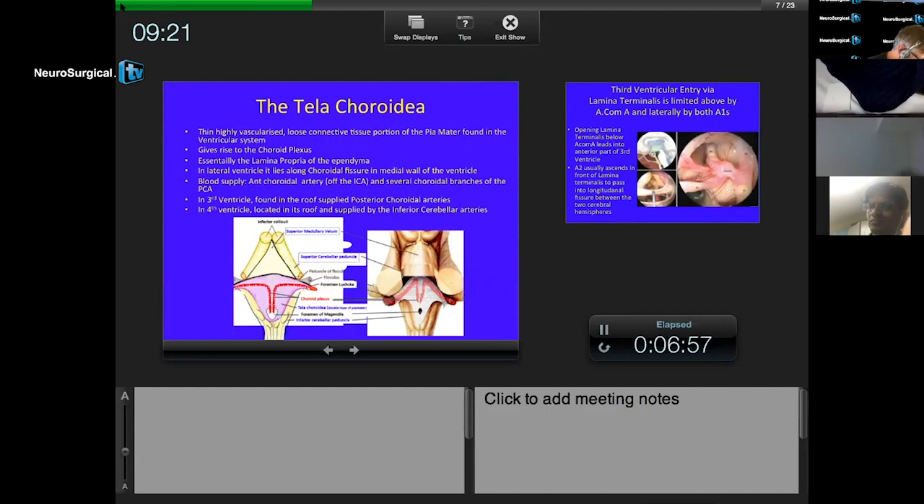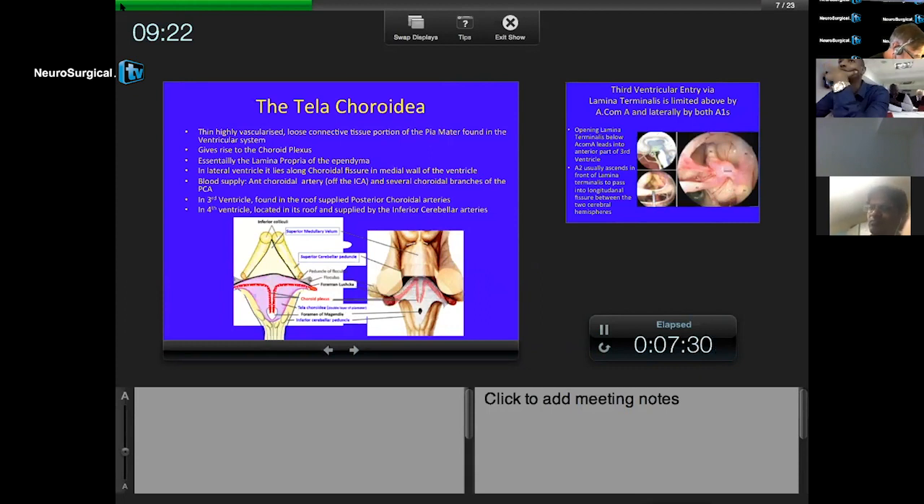So if you look at it as the connective tissue within the ventricular system, and you look at that as the ependyma, essentially this highly vascularized loose tissue is what is called the tela choroidea. In the lateral ventricle, it lies along the choroidal fissure in the medial wall of the ventricle.